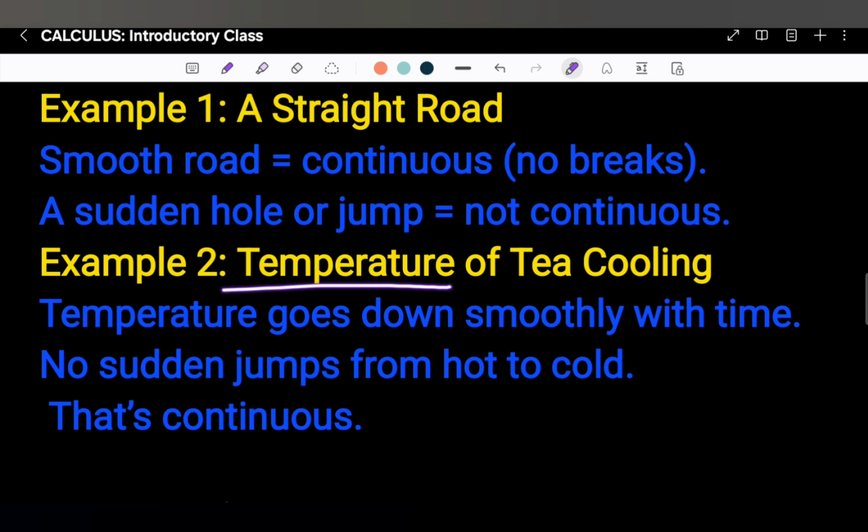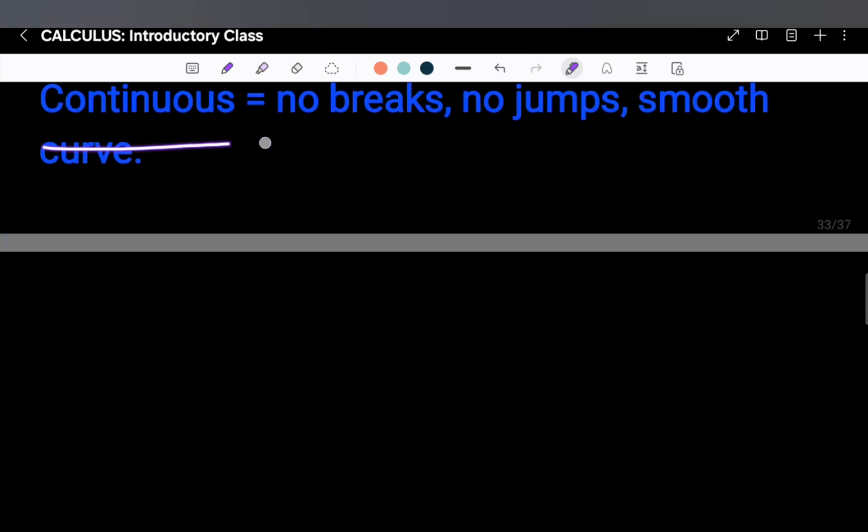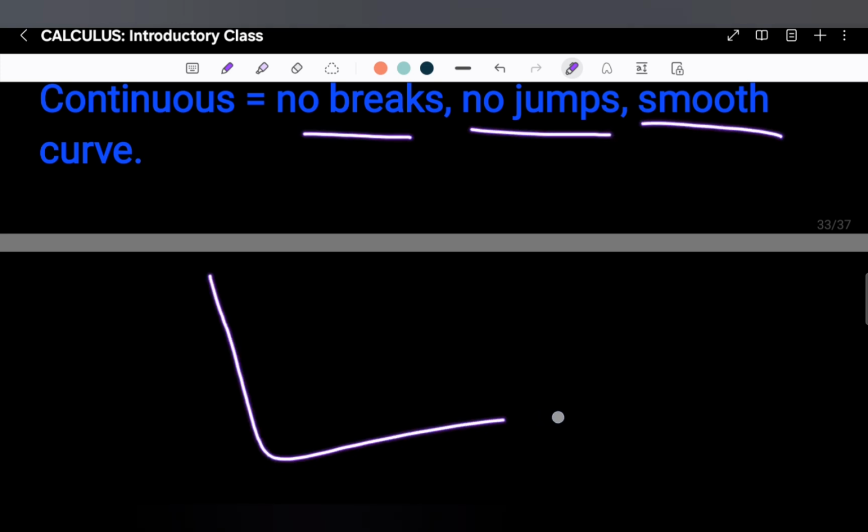Second example is the temperature of tea cooling. Temperature goes down smoothly with time, no sudden jump. At first our tea is very hot and then it does not suddenly freeze. It will first become a little cold, then it will become more cold, and at last it will become completely cold. So it is not a discrete process, it is a continuous process. So continuous equals no break, no jumps, smooth curve. Like this is a smooth curve.